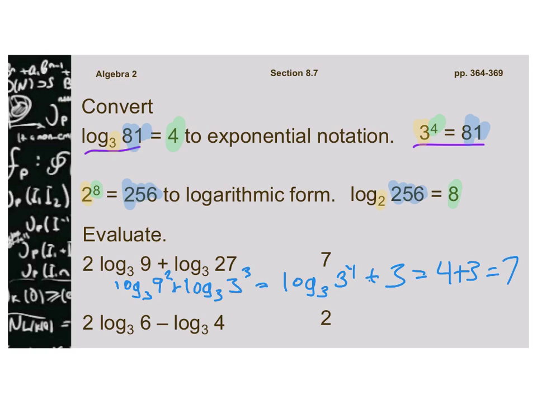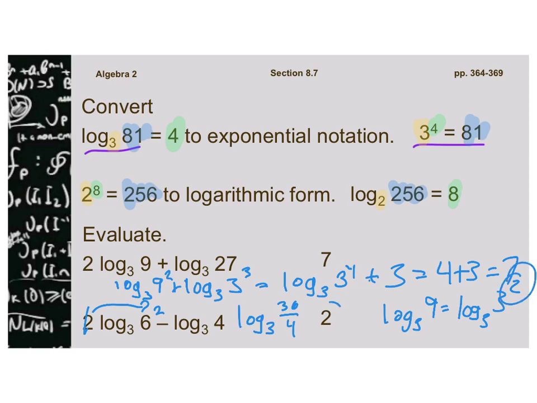Okay. 2 times log base 3 of 6. I'm going to bring the 2 up, so it's now log base 3 of 6 squared minus log base 3 of 4. Minus means division, so this becomes log base 3 of 36 over 4. Well, 36 over 4 is 9. So log base 3 of 9 is log base 3 of 3 squared. So that's 2, that's my answer. Okay, there we go.